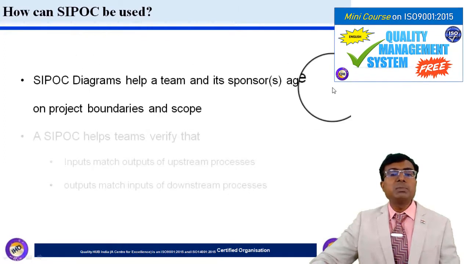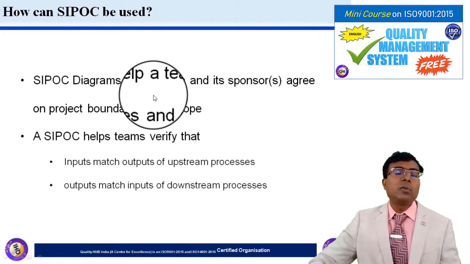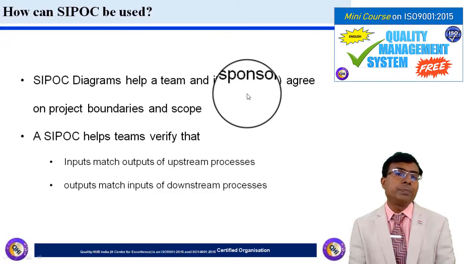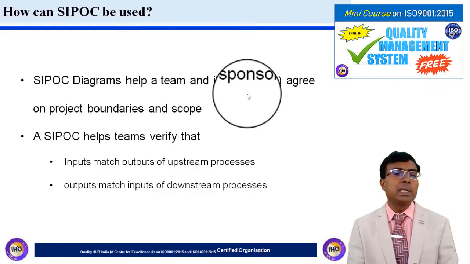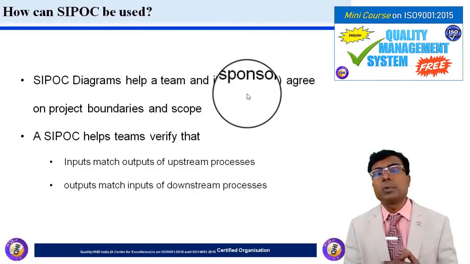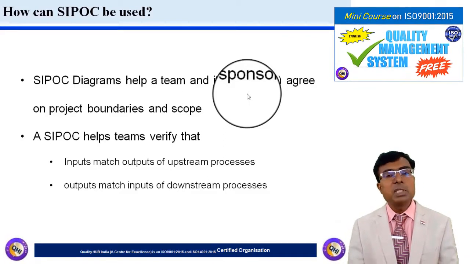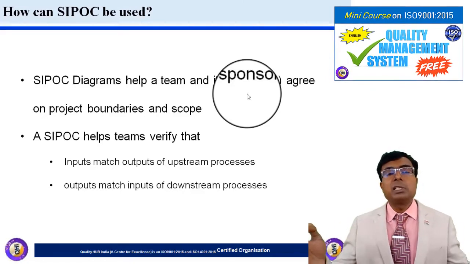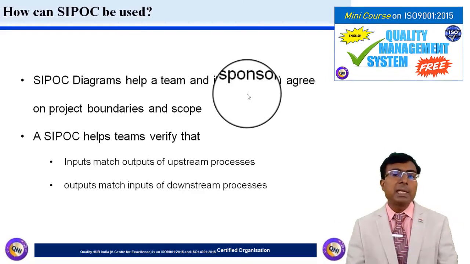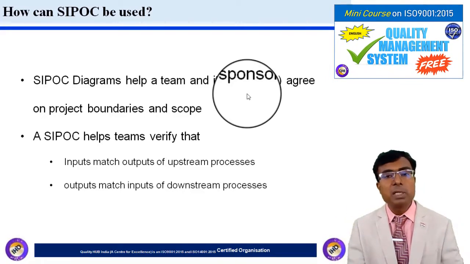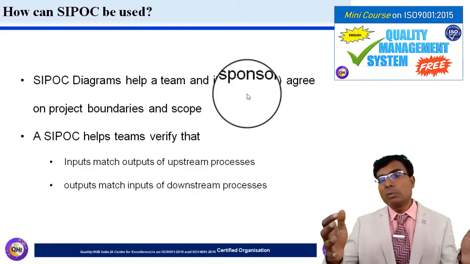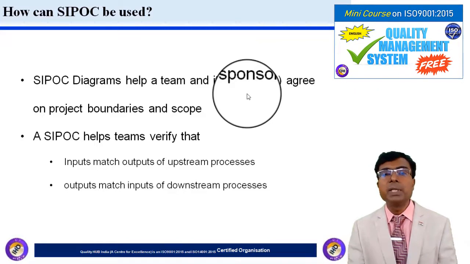So SIPOC diagram is basically a diagram for a very broad level. So it helps the sponsor or the mentor or even the project leader to identify the boundary of the project, so that all are very much clear what exactly needs to be covered, and which areas need not be covered under the scope, so that the leader can communicate the same to the team members, because it is very much important for the team members to understand the boundary of the project, so that they can focus.